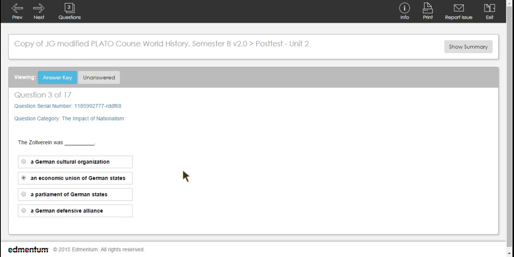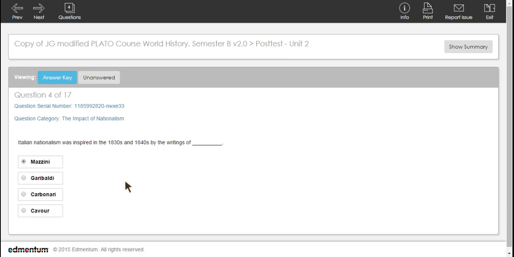The Zollverein was a German cultural organization, an economic union of German states, a parliament of German states, or a German defensive alliance. The correct answer was an economic union. Italian nationalism was inspired in the 1830s and 1840s by the writings of Mazzini, Garibaldi, Carbonari, or Cavour. Correct answer is Mazzini.